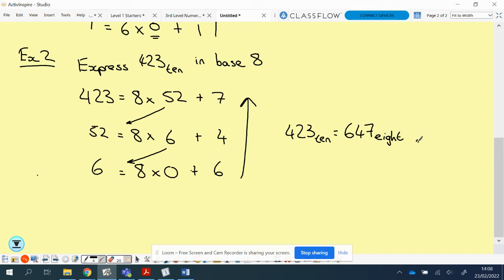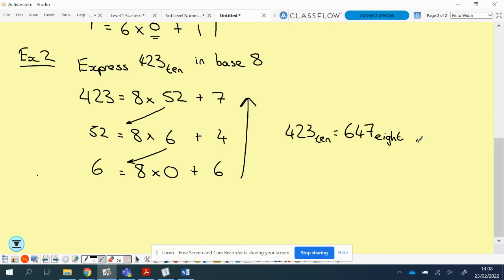Okay, you alright with that, folks? Alright, so there's a couple of examples of how you can change from a normal number in our structure using a version of the Euclidean algorithm, not the whole thing, but a version of it, and changing it into different bases. You okay with that?